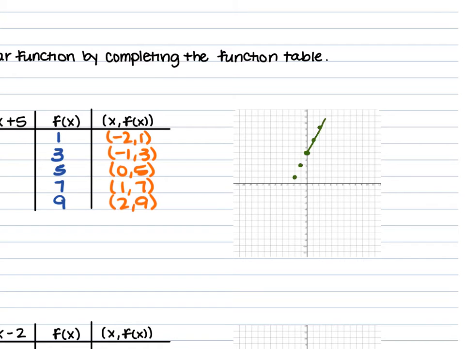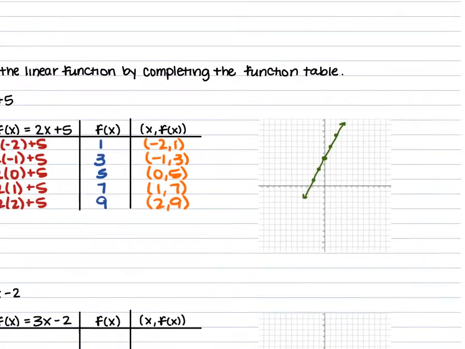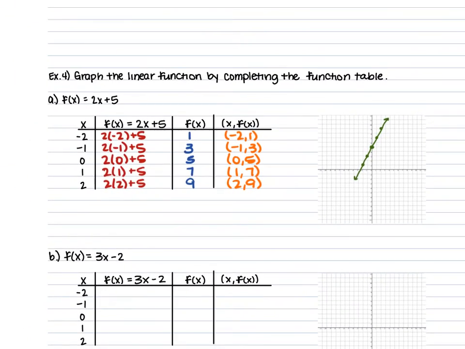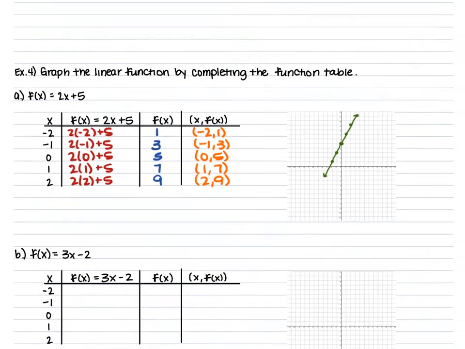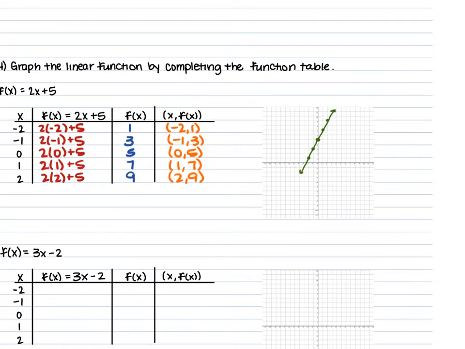So then from here, we just draw a line through these points and make sure that we have arrows at the top and the bottom of our lines. Now, it's a good idea with these that you have those lines drawn throughout the entire coordinate plane, so it goes all the way through both sides of that coordinate plane.